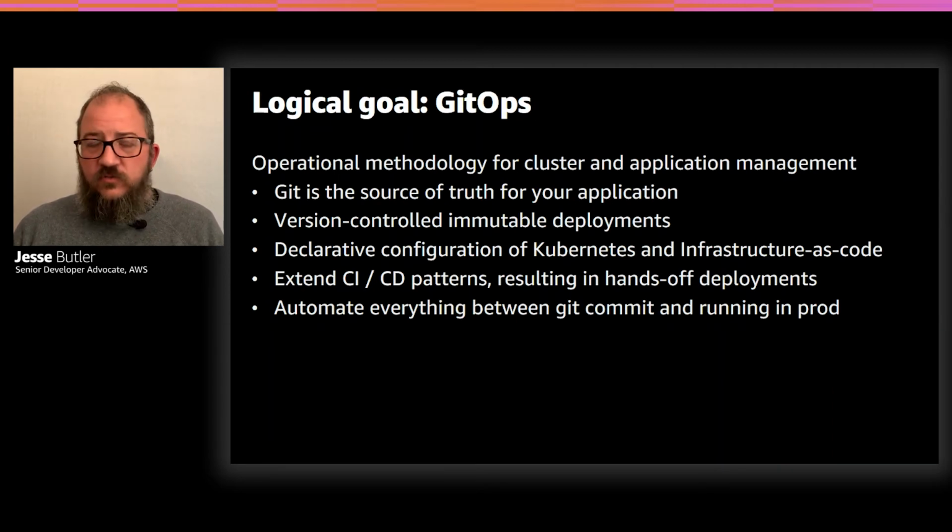So Git is the source of truth for your application and your infrastructure. Everything is version controlled, and you're using immutable deployments. You're leaning into declarative configuration using Kubernetes, infrastructure as code, Terraform, CloudFormation. And you're effectively extending the CI/CD patterns that we've been building on for years, resulting in fully automated, hands-off deployments, from the Git commit all the way through to running in prod. This gets you to a place where your developers are no longer spending their time babysitting their deployments, right, which is a good thing.